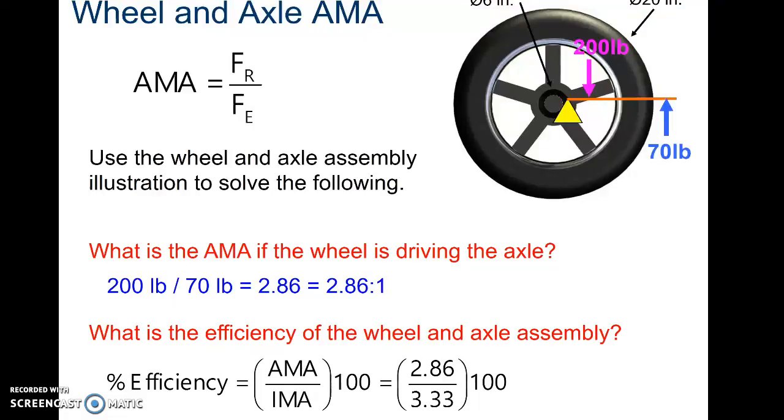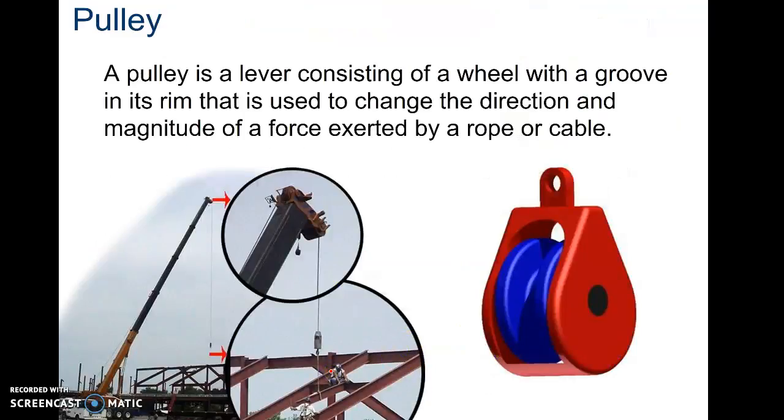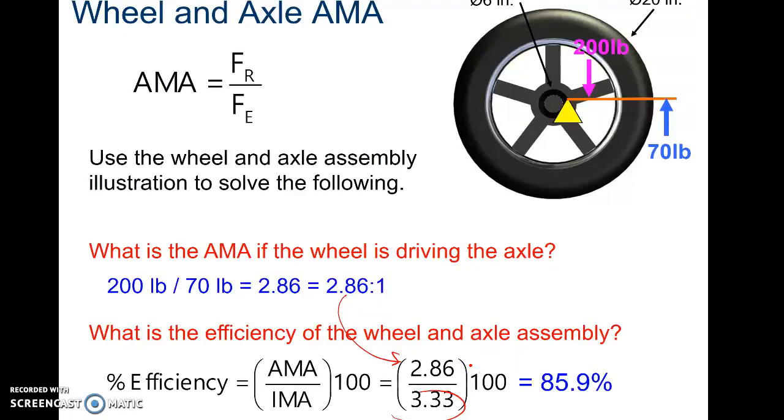In this particular case, we would just plug in our AMA, and our IMA, remember, is just DE over DR, and then we would get 85.9%. And that's it for the wheel and axle system.